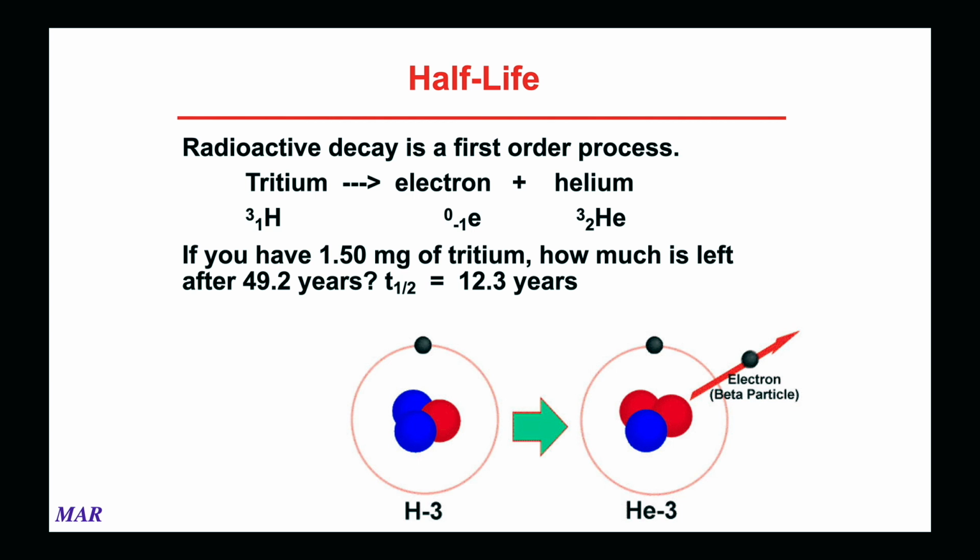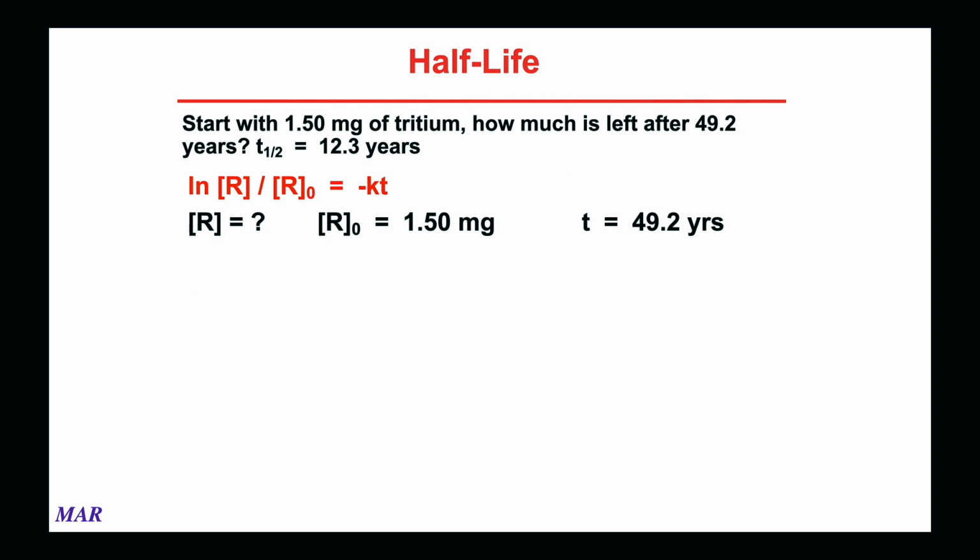The half-life, 12.3 years. So let's say we have 1.50 milligrams of tritium. How much is left after 49.2 years? And again, the half-life, 12.3 years. Electrons in this case are actually referred to as beta particles. And we're going to talk about that more in the next chapter of Chem 222. But for right now, we're focused here more on half-life and how we can use half-life to solve equations like this. What I would do, go back to the first order integrated rate law.